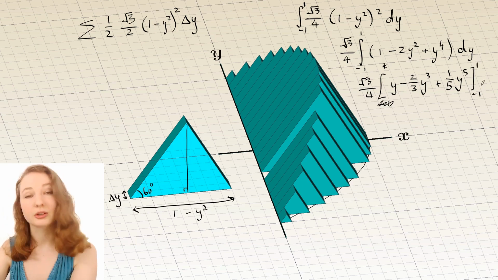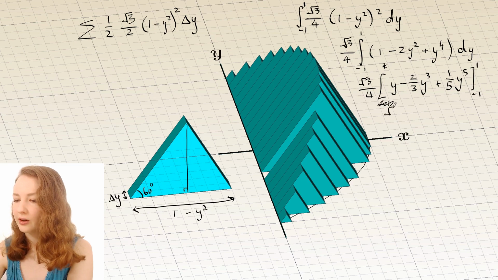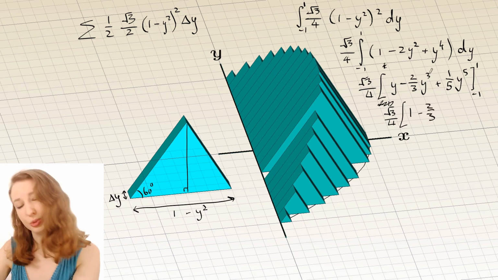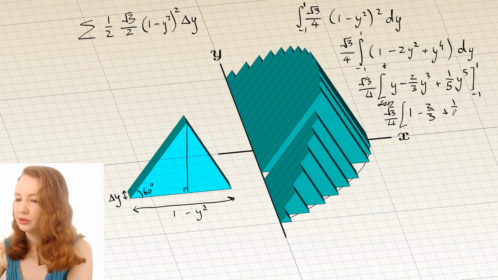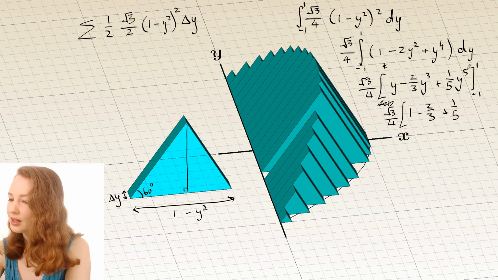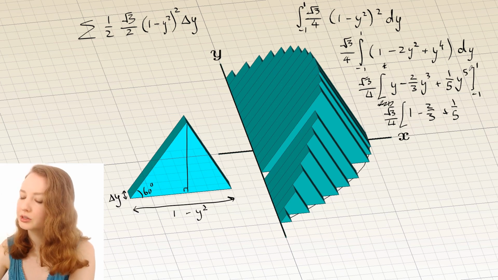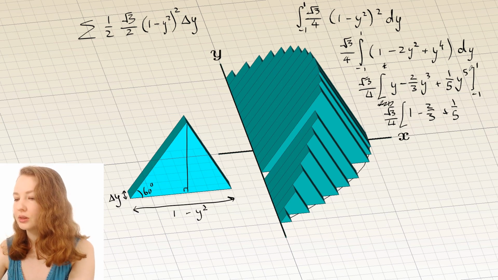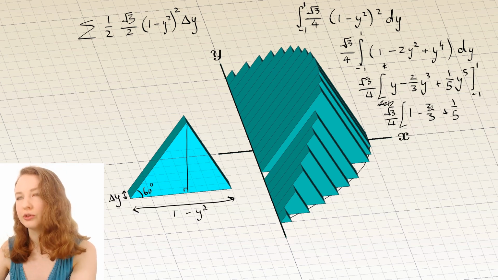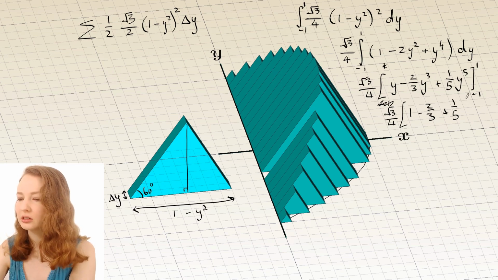Okay, and then we just need to plug those values in. So we have root 3 on 4, just the 1 into there, minus 2/3 times the 1 cubed, which is just 1, plus a fifth times 1 to the 5th, which is just 1. And then we need to subtract that with -1 plugged in, which is actually just going to make that same thing but negative, because these are all odd powers. So if we're subtracting that same thing but negative, those two negatives are going to cancel, and you're just going to be adding that same thing again, so it's just like that times 2.